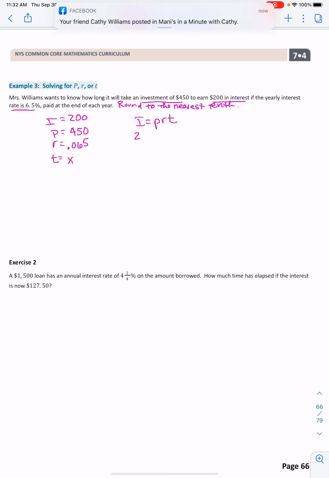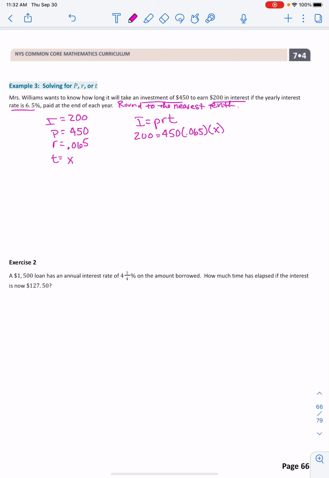So we have 200 equals 450 times 0.065 times X. So when I multiply these two numbers together, I get 29.25x equals 200. And then I am going to divide both sides by 29.25.